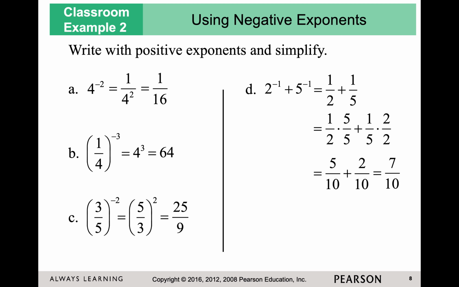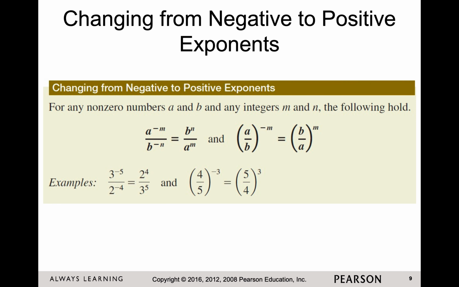And that would give you 7/10. In E, I have m to the negative 3. It's m over 1. So when I flip it, I get 1 over m. And remember, the exponent follows you with the flip. It just becomes positive.